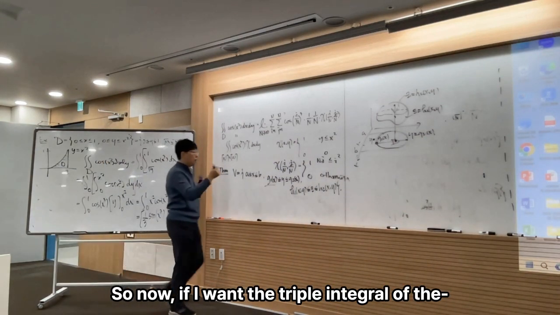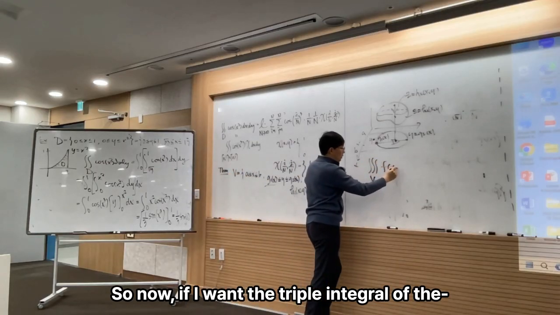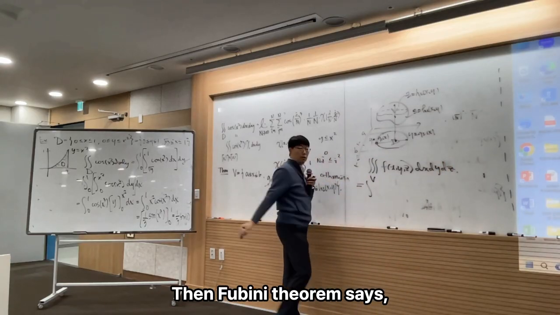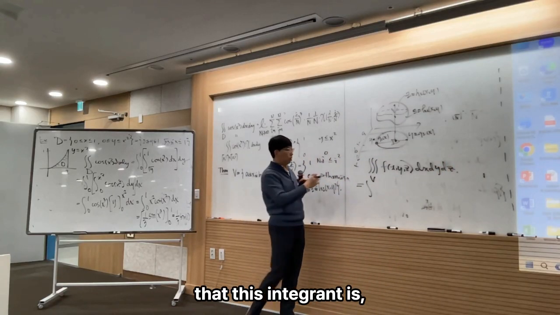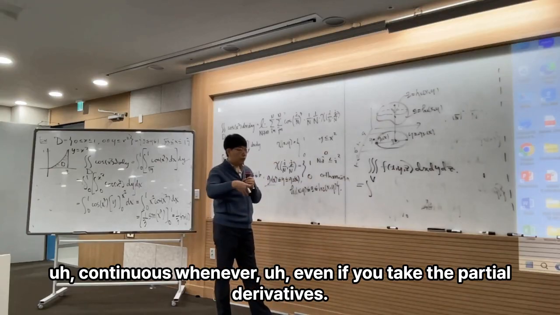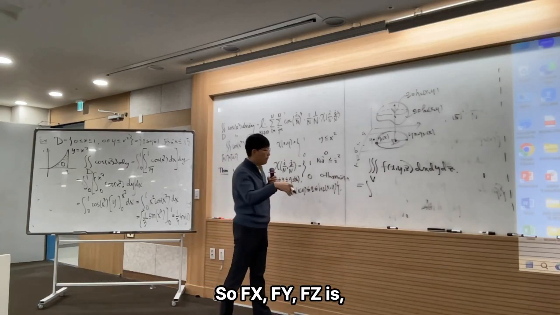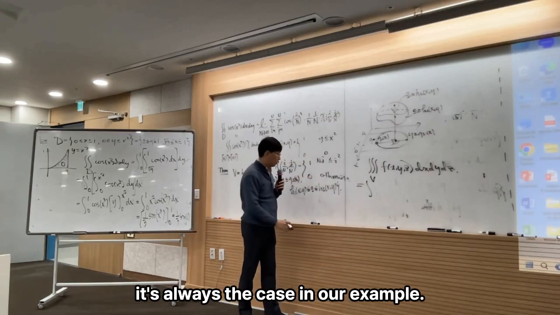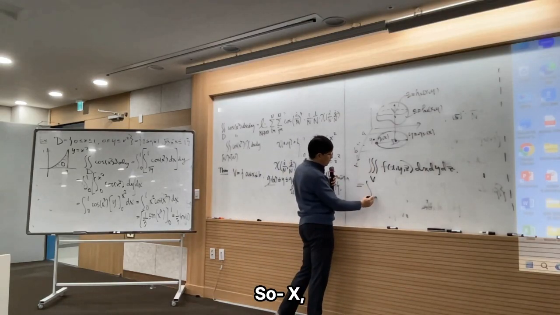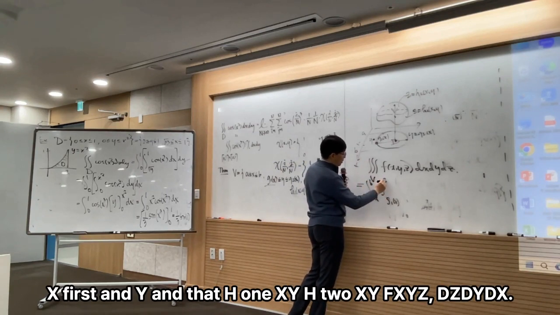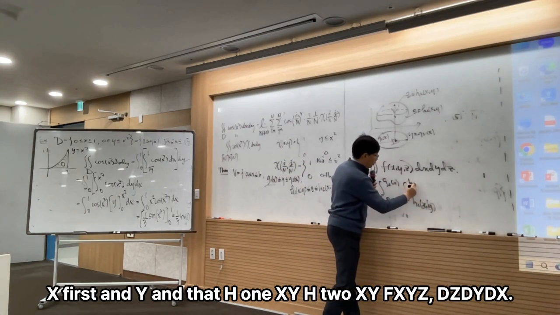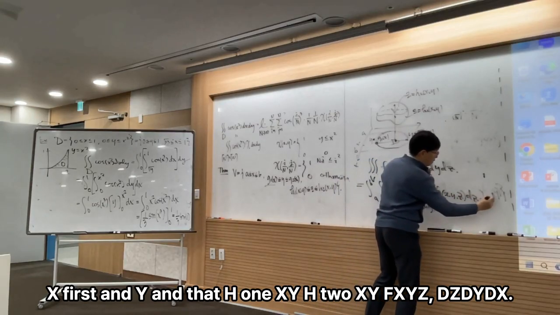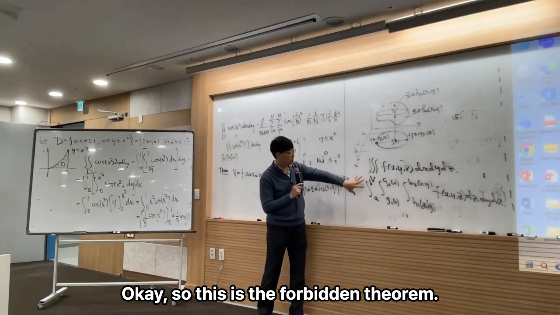So now, if I want the triple integral of the three-variable function f dx dy dz, then the Fubini theorem says, there is also a condition that this integrand is continuous, even if you take the partial derivatives. So fx, fy, fz are all continuous functions. But let's skip that because it's always the case in our examples. So x first, and y and z. h1 to h2 in z, f(x, y, z) dz dy dx. Okay, so this is the Fubini theorem.